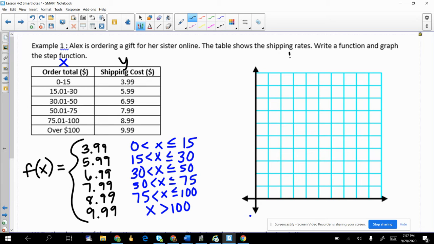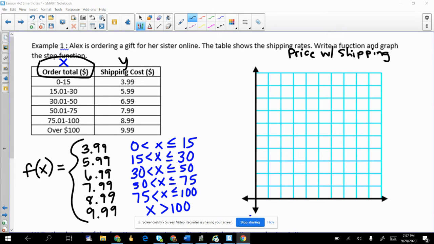So let's label this price with shipping. That's just the name of our graph. You could have labeled that really whatever: Alex's sister's gift, online shopping, whatever you wanted to do. But now we need our x-axis to be this order total. That's what we said is the X. That's what we said are the domain restrictions. So that's what we label our x-axis.